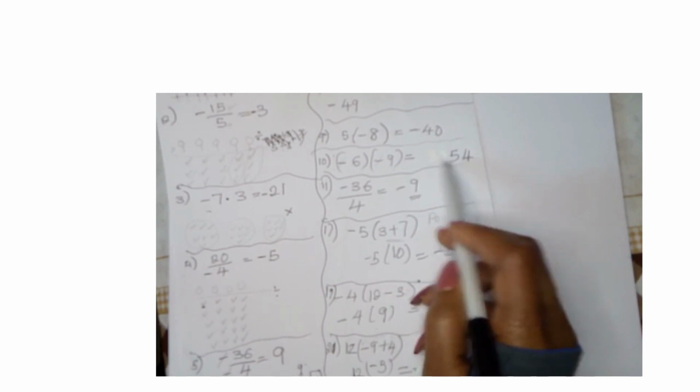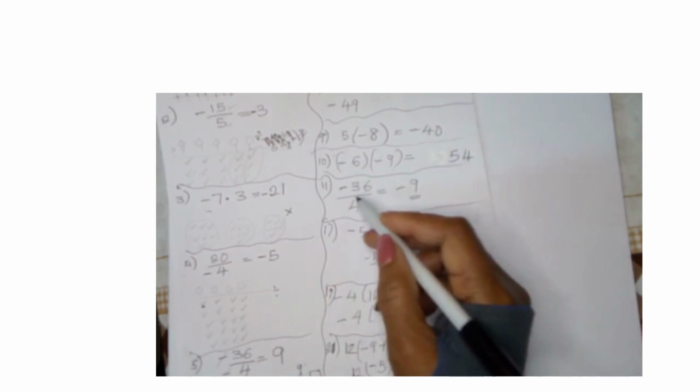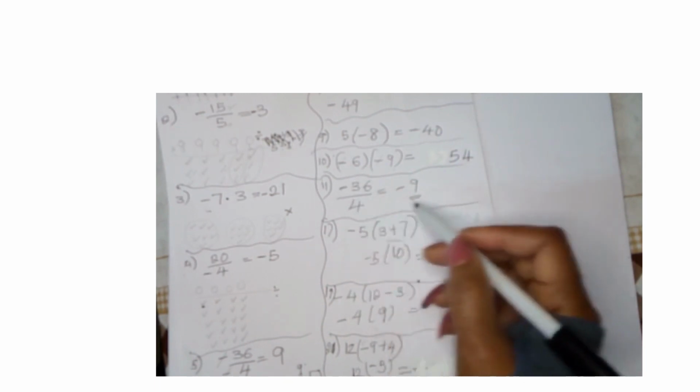Now here we have negative 36 divided by 4 is going to give you negative 9. How did we do it? Same thing here.